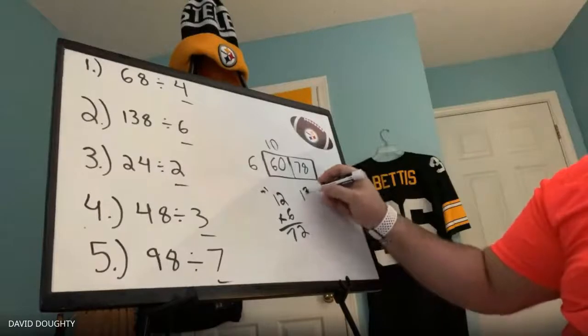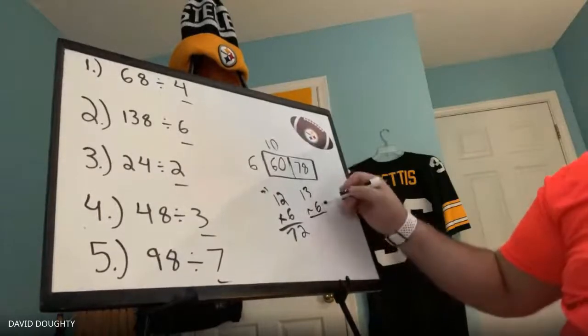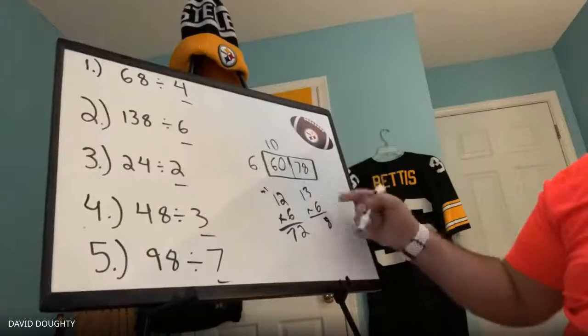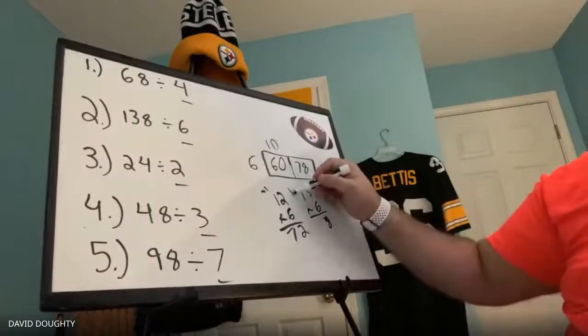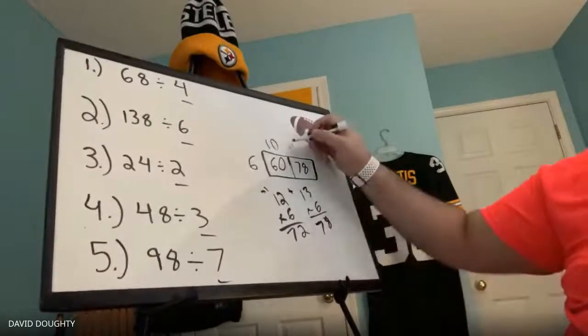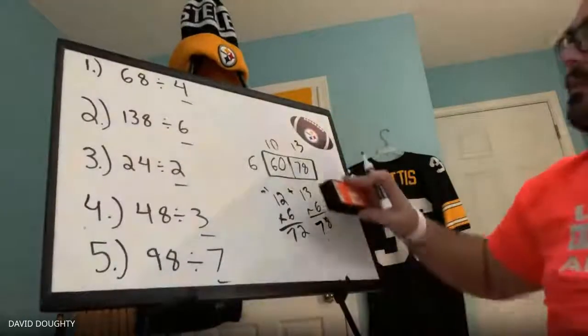So watch this. 13 times 6. 6 times 3 is 18. Carry my 1. 6 times 1 is 6, plus 1 is 7. So this mystery number is 13. We're not done yet, though.